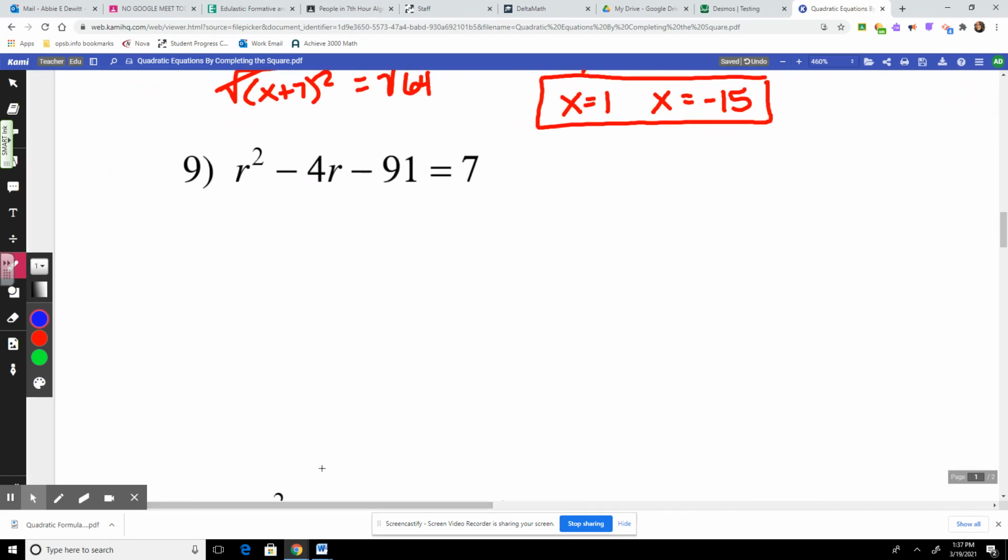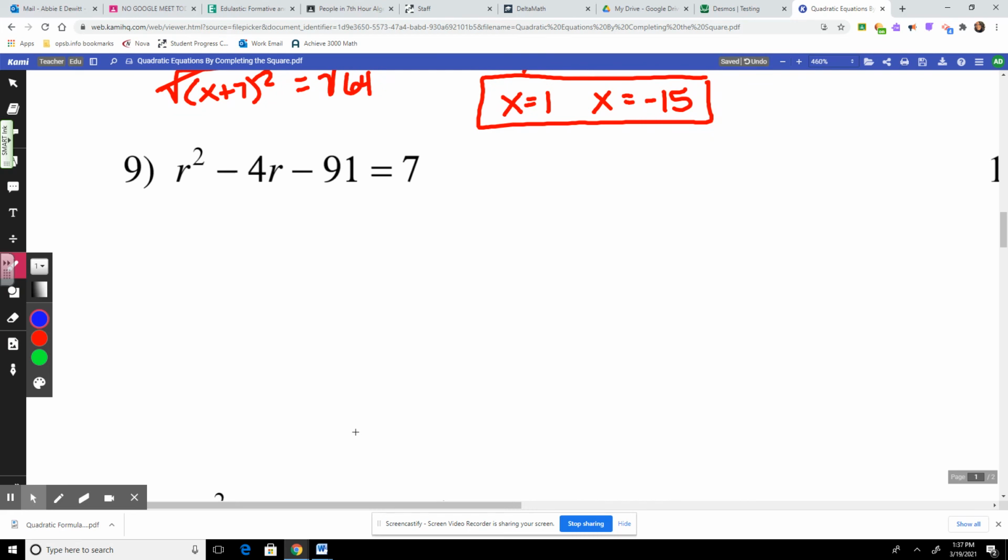All right, number 9. If you look at number 9 on your paper, you'll notice something a little different than numbers 1 through 8. Numbers 1 through 8, if you look at your page, they were all trinomials set equal to 0. Well, if you look at number 9, I have a trinomial set equal to a constant of 7 instead of 0. Not going to change a whole lot.